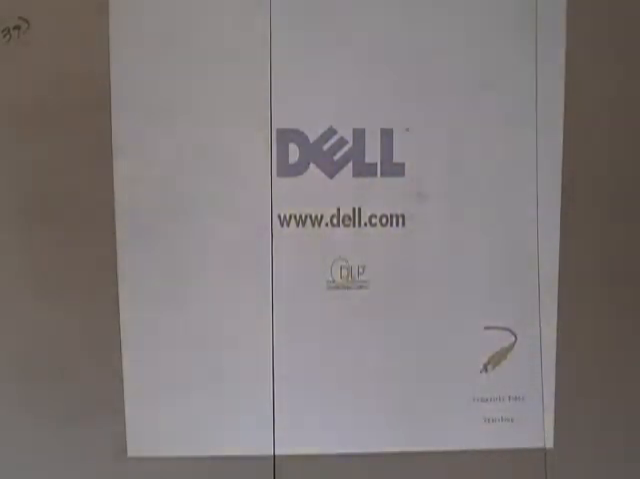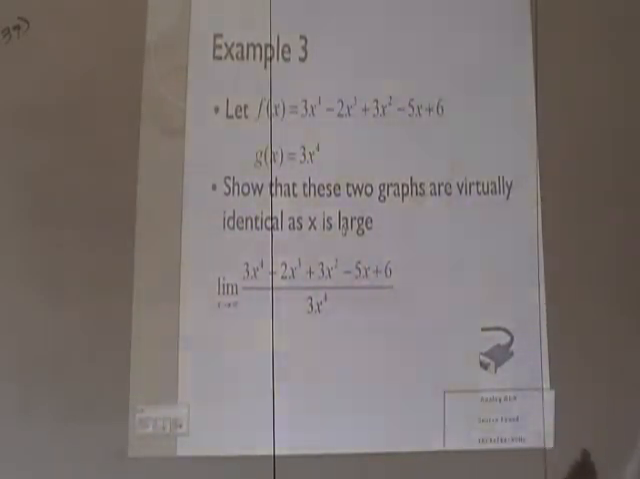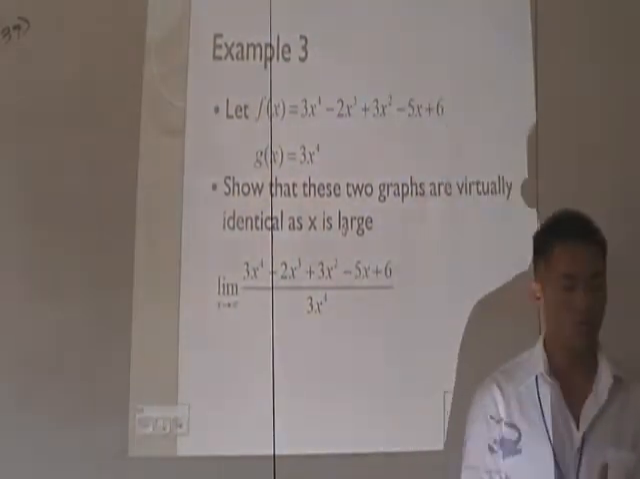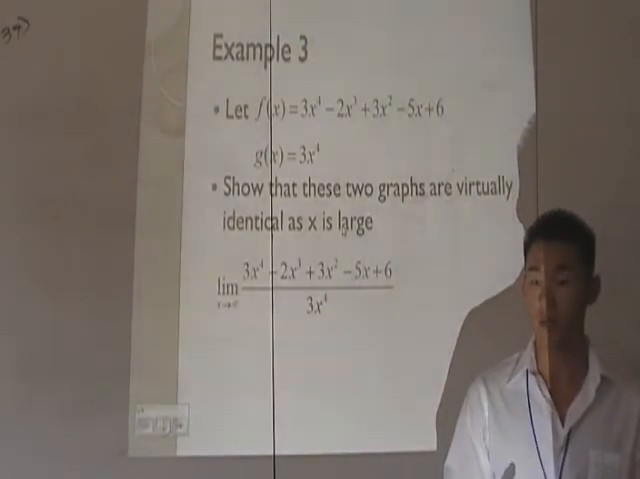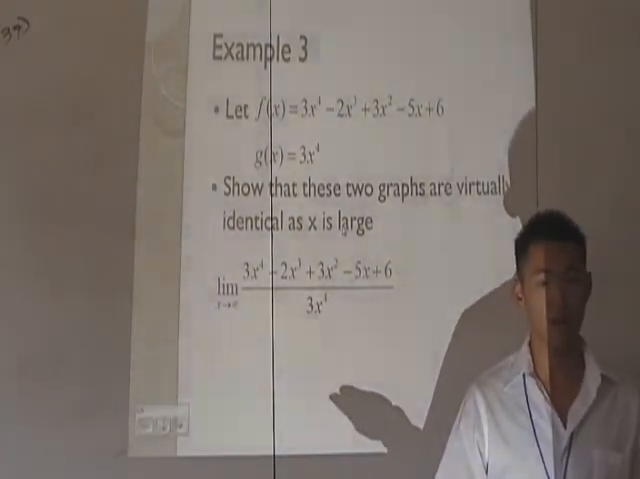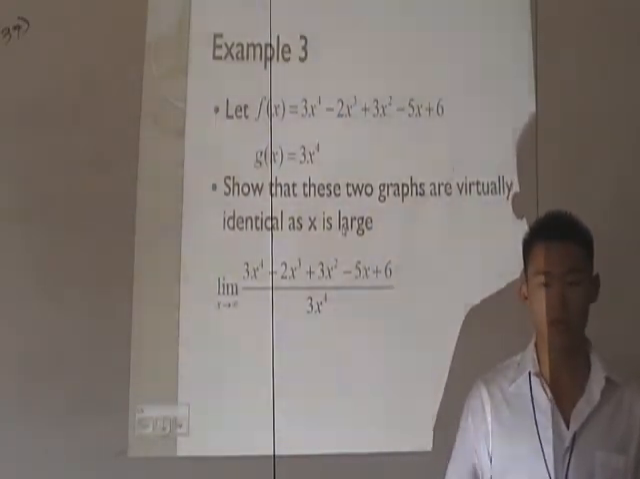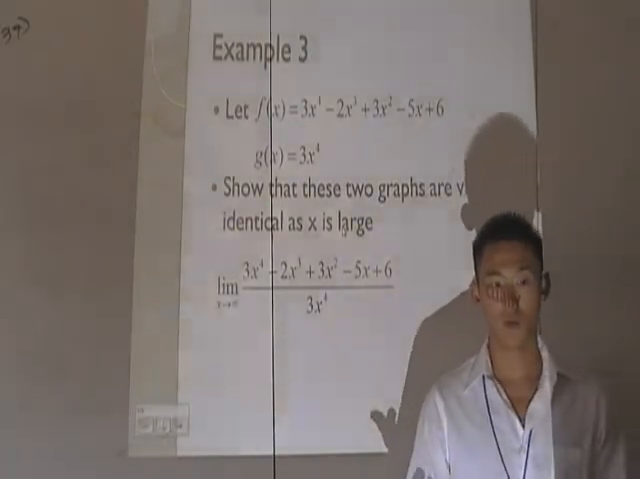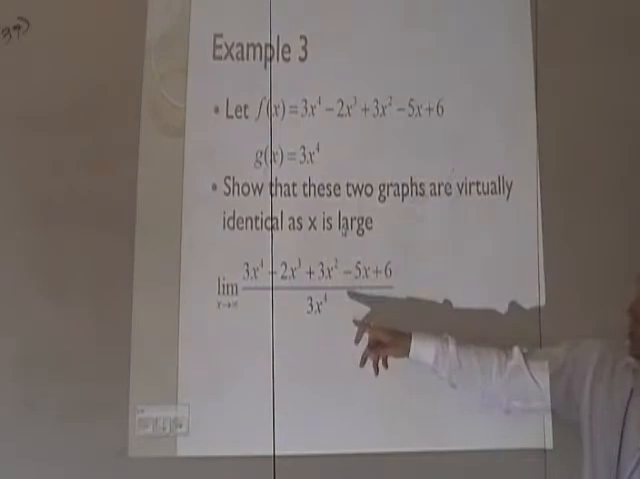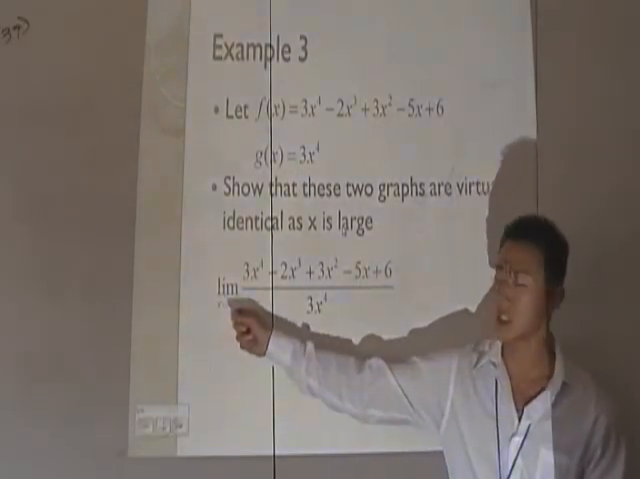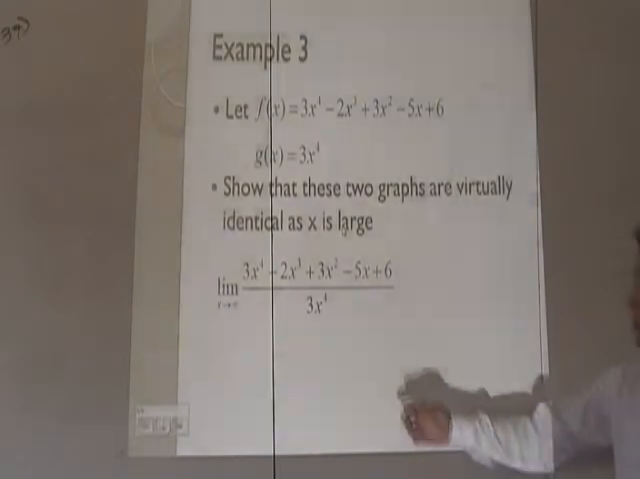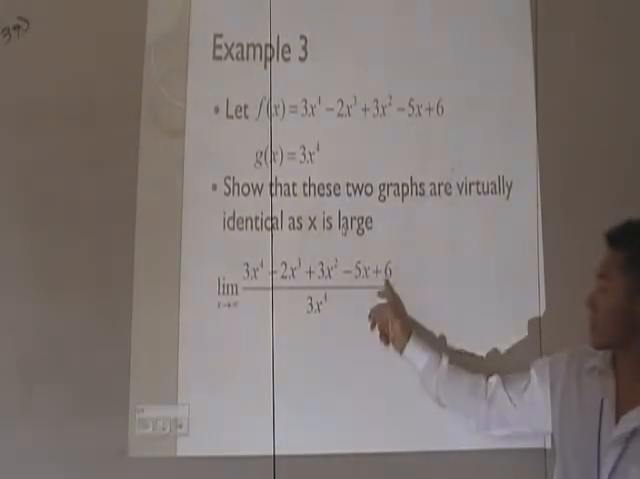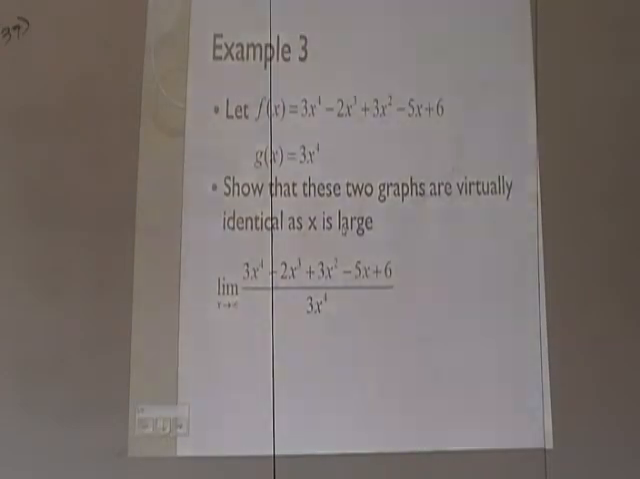Okay, here's the proof algebraically. If it's the same graph and we divided them, what should it equal? 1. Right? X squared and x squared are the same graph. If we divided them, they're going to give you 1. So if we divide these two graphs, when x is approaching infinity, when x is getting large, it should equal 1. So let's see if that's true. Let's simplify this. Let's break everything apart. Put them all over 3x to the 4th.